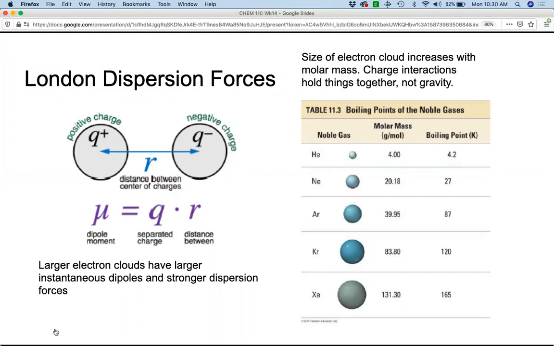So if we look at the behavior of, say, for example, gases, and when they're a liquid versus when they're a gas, what determines the amount of energy that I have to put in order to change a liquid into a gas is its boiling point. So that's the temperature at which a gas molecule can escape the liquid molecules. And so that's going to be dependent upon London dispersion forces, or in this case, the size of the electron cloud and molar mass. So this is a really good example of a practical application of intermolecular forces, or London dispersion forces.